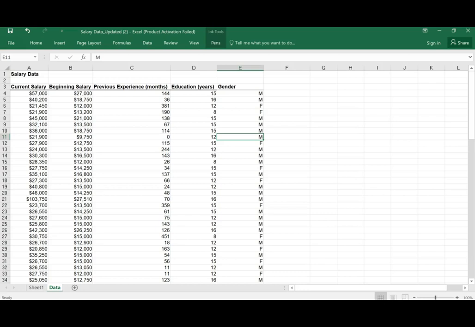We've got a bunch of cross-sectional data, right, where we've got a couple of different variables. We've got current salary, we've got beginning salary, we've got previous experience measured in months, and we have education measured in years. And what I added to this was a gender variable. So I've got a bunch of M and F for males and females. Current salary is measured in dollars, a ratio variable, right? And then the other one that we cared about was education.